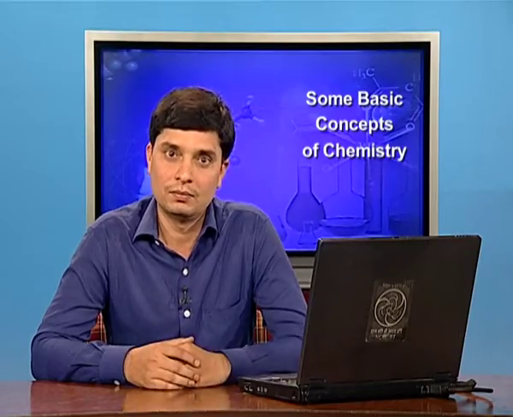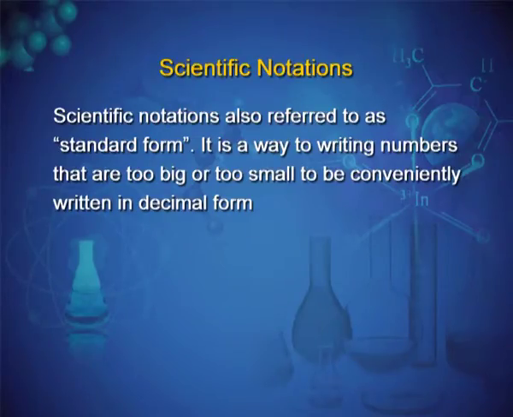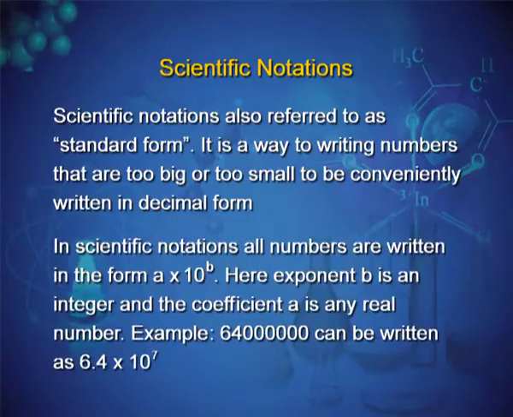Scientific notation, also referred to as standard form, is a way of writing numbers that are too big or too small to be written in decimal form. In scientific notation, all numbers are written in the form a times 10 to the power b. Here the exponent b is an integer and the coefficient a is any real number.